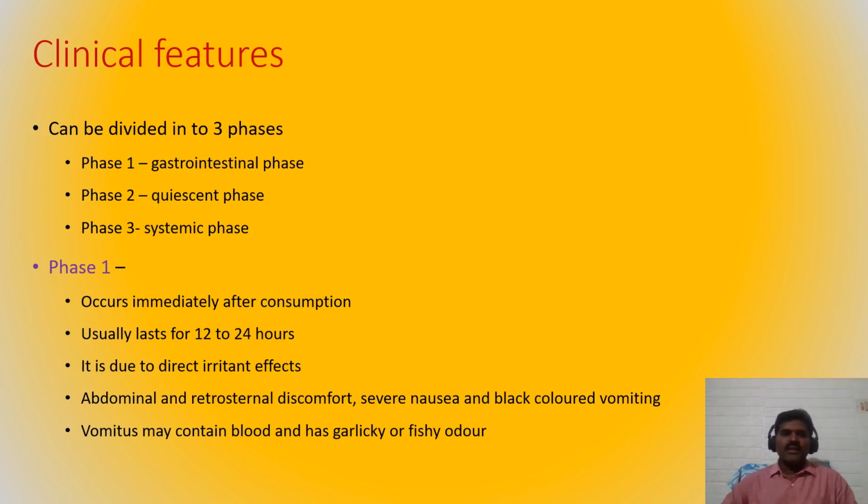There is abdominal and intestinal discomfort, severe nausea, and there is black colored vomiting. Vomitus may contain blood and has a garlicky or fishy odor.